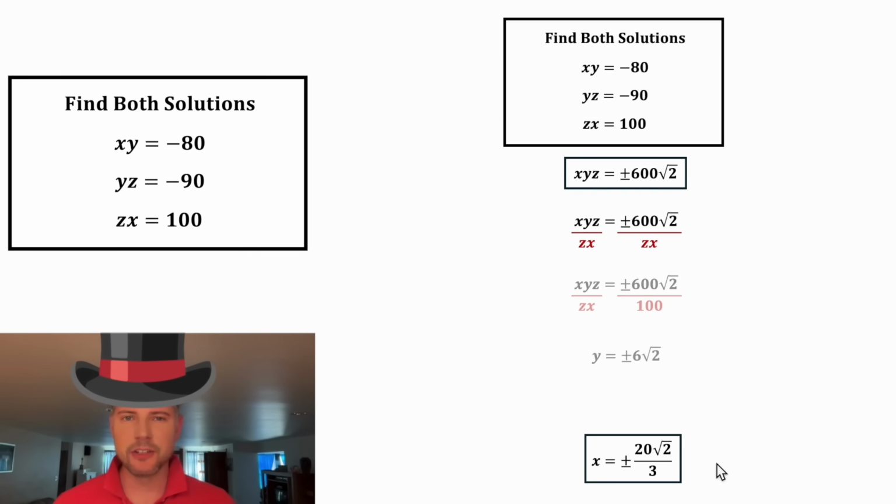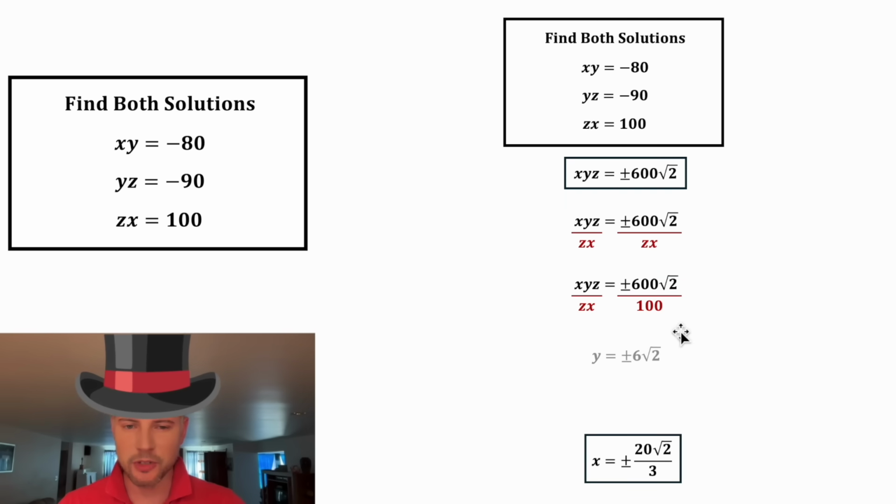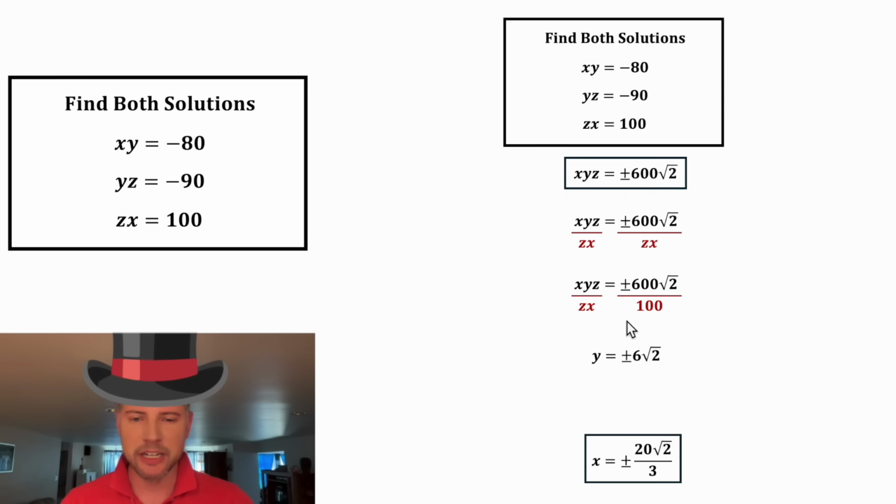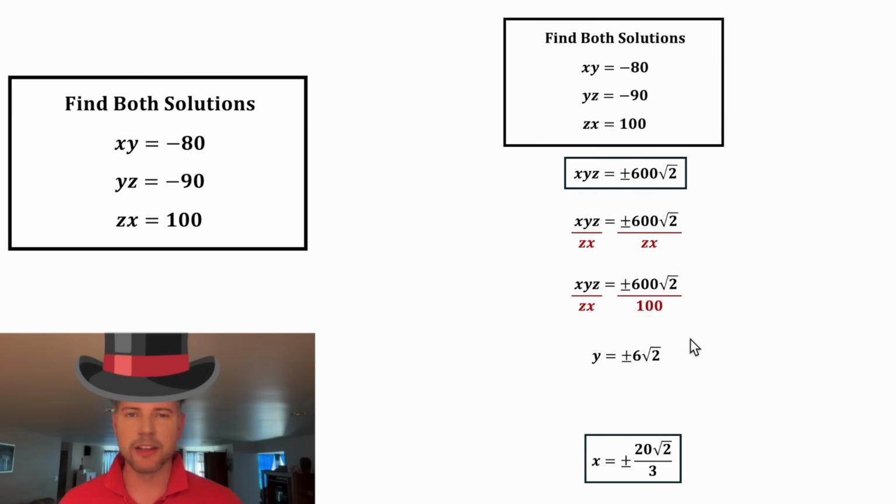And then we can basically do the exact same thing to get the other variables. We're going to start with this equation, but this time we're going to divide both sides by zx. And up here, we know that zx is equal to 100, so for this zx, we're going to substitute 100. And then xyz divided by zx will give us y. Does that make sense, y? And on the right-hand side, we can bring down the plus minus. The 600 over 100 will give us 6, and we can bring down the square root of 2.